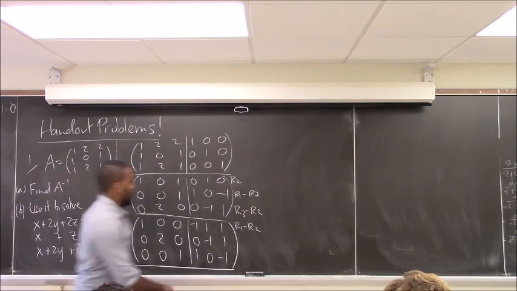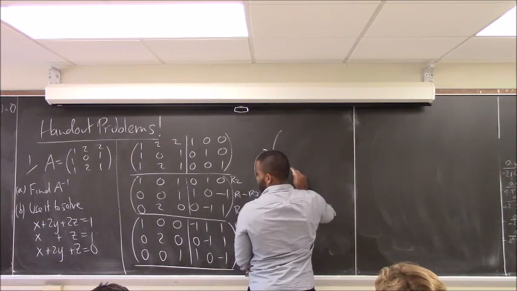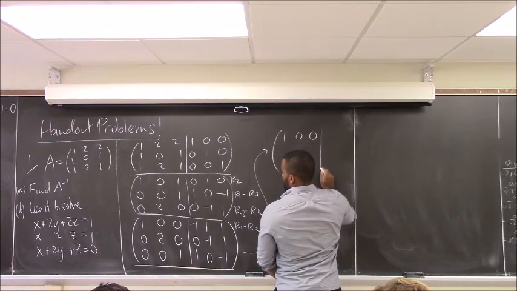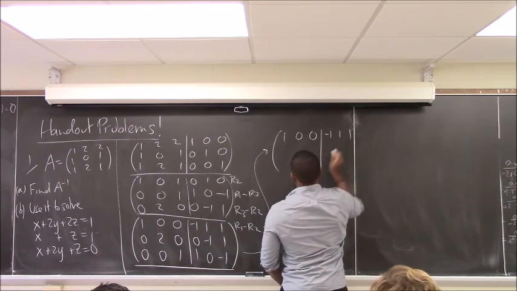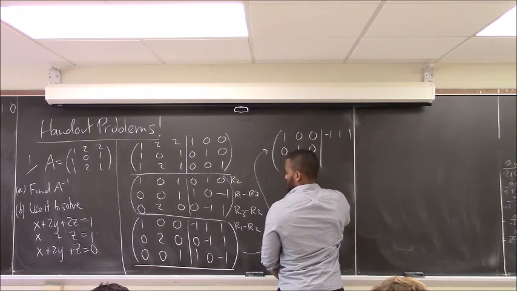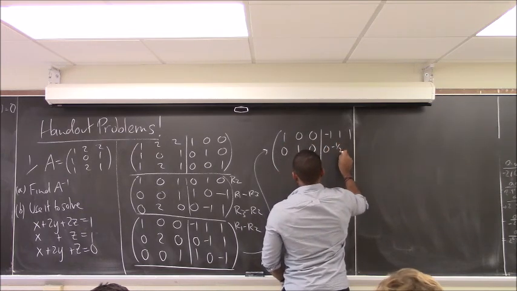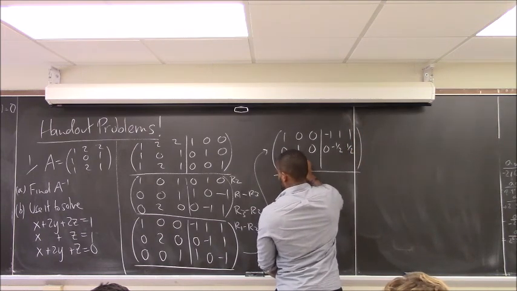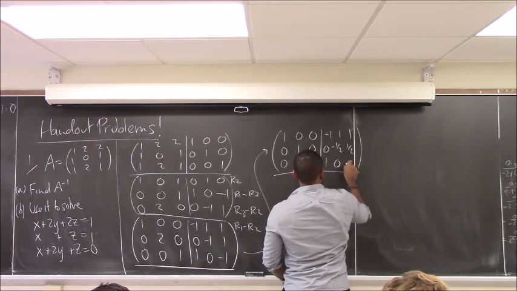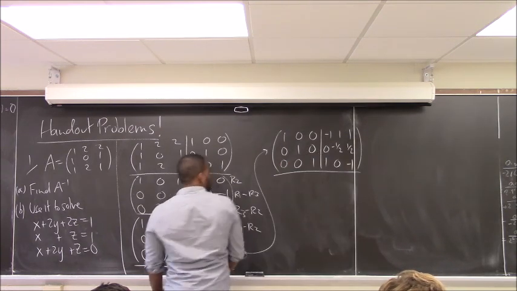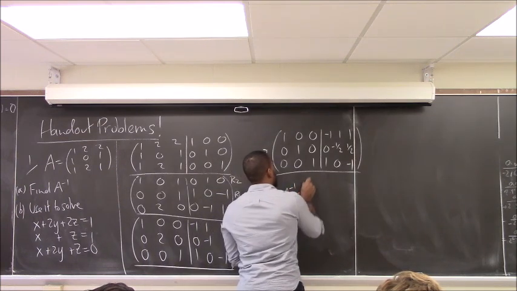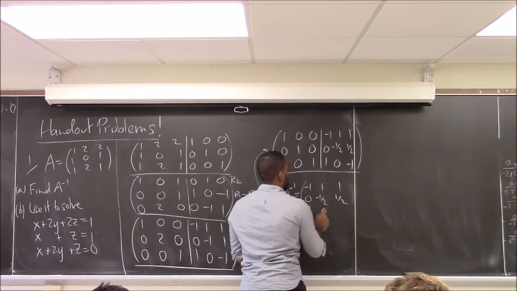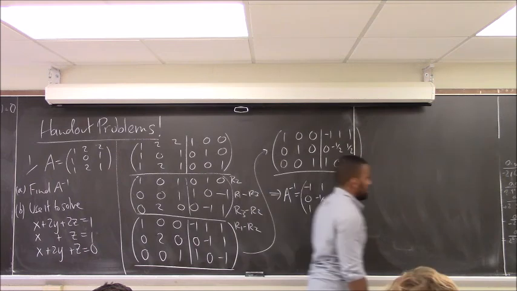And so now, one more step just to get this into the right form. Just divide row 2 by 2. 1, 0, 0. Minus 1, 1, 1. Then I'm going to have 0, 1, 0. And here I'm going to have 0, minus a half. I'm going to have 0, 0, 1, 1, 0, minus 1. So this means that our A inverse is equal to minus 1, 1, 0, minus a half, 1, 0, 1, 0, minus 1. And it feels kind of hot in here.